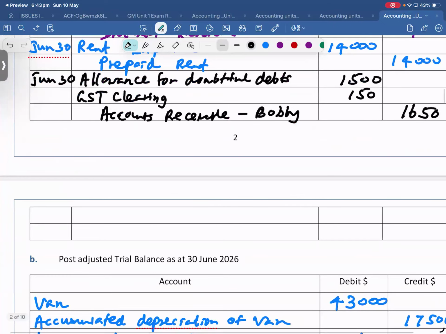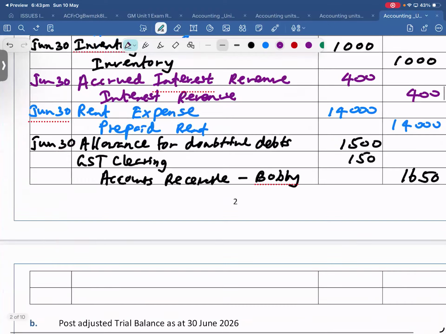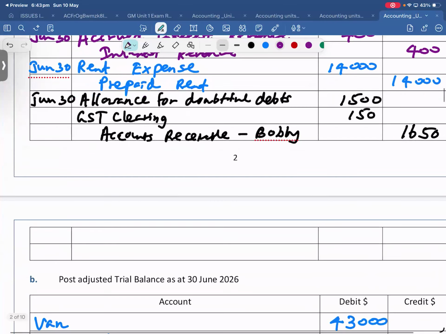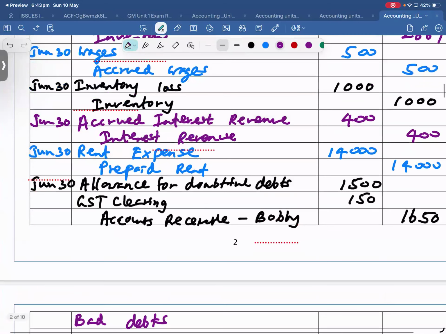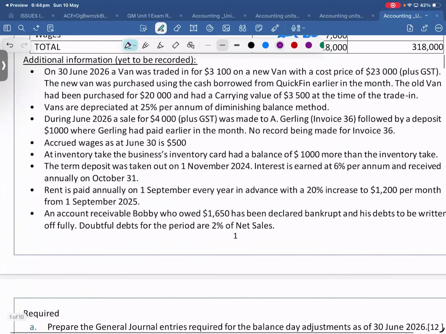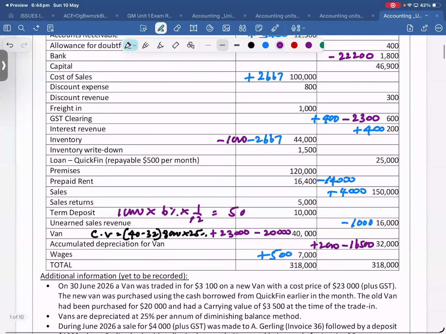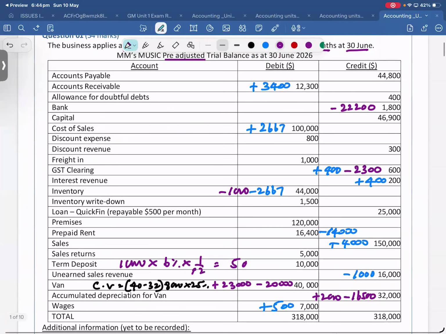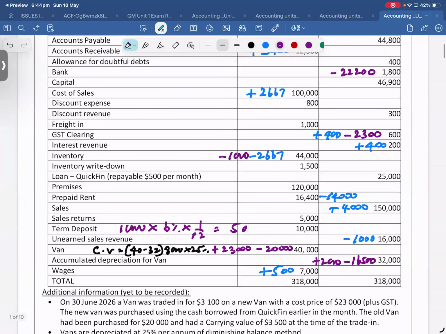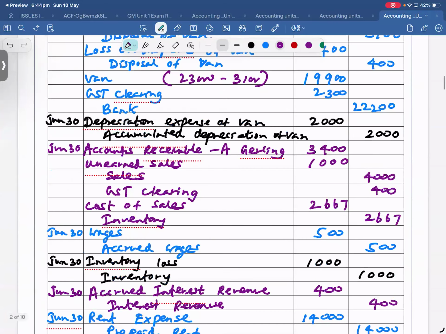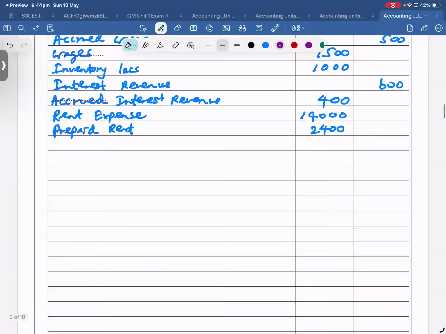And then you debit bad debts. How much? And credit allowance for doubtful debt. Yes, 4000. How did you get 4000? 4080. 400 is the balance. So then we'll do the ledger account, guys.